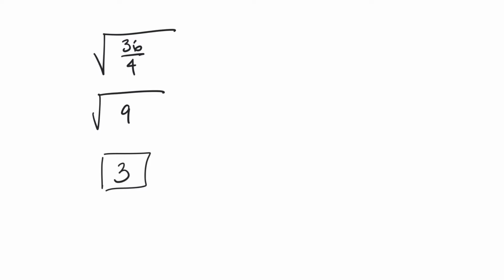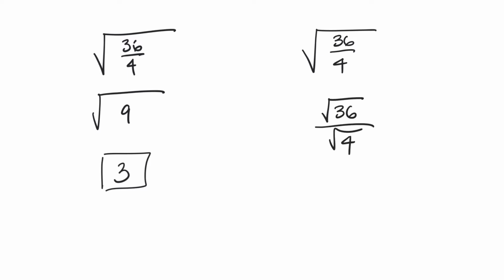Maybe a few of us might have looked at this and said, hey, what if I change this? So we have the square root of 36 over 4. And what if I wrote it like this, and I said, can I take the square root of 36 and divide that by the square root of 4? Does that work? The square root of 36 is 6, and the square root of 4 is 2, and 6 divided by 2 is 3. And so it does work, and it actually leads us to the quotient property of square roots.